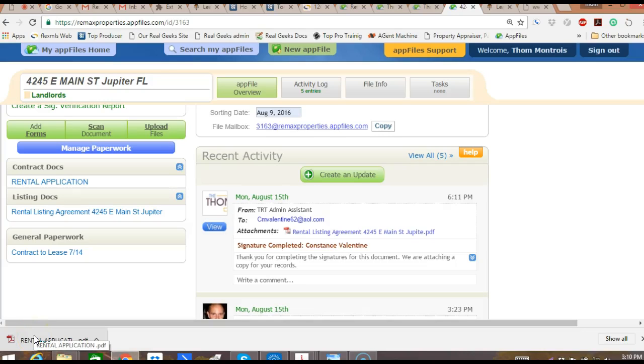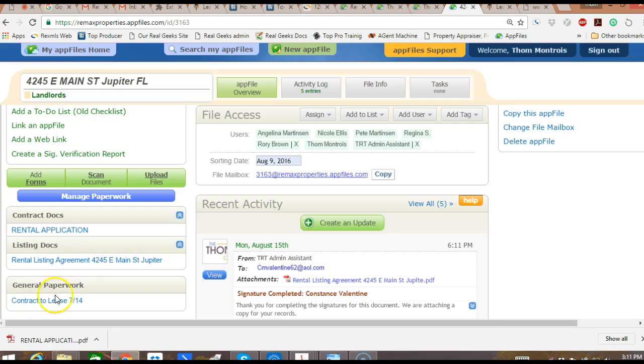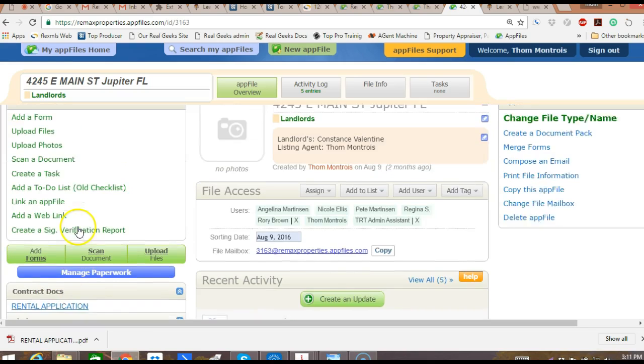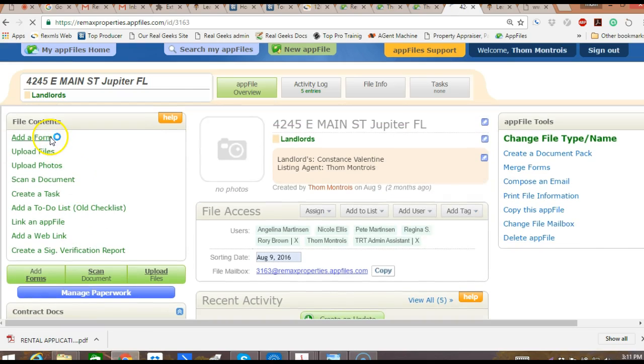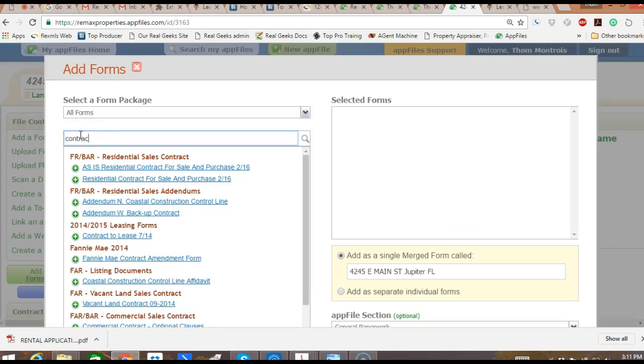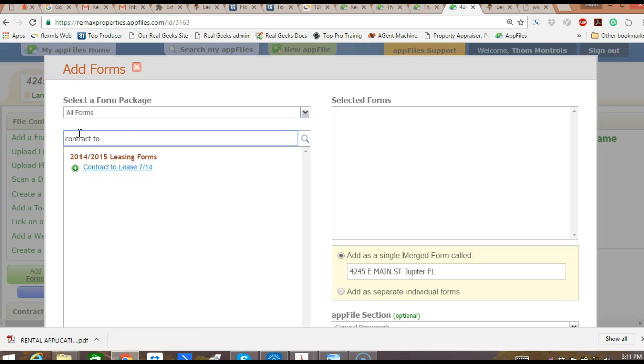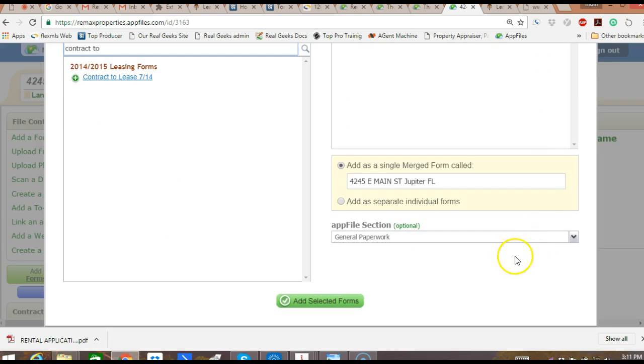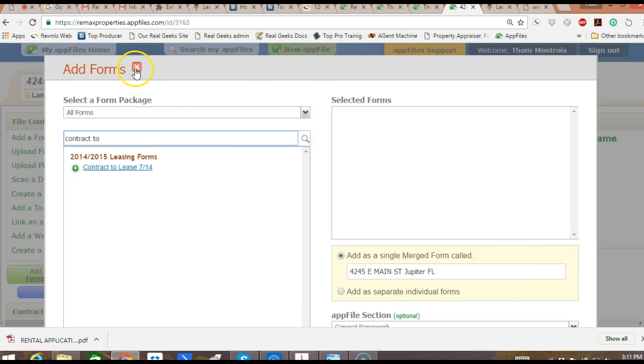We're doing a lease on one of our listings, and we're working with the tenant as well. So far as I added in the contract lease, I will do that form. You can click on what comes up, just click on it, and close that.